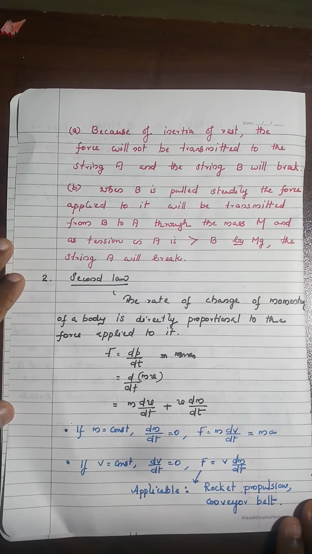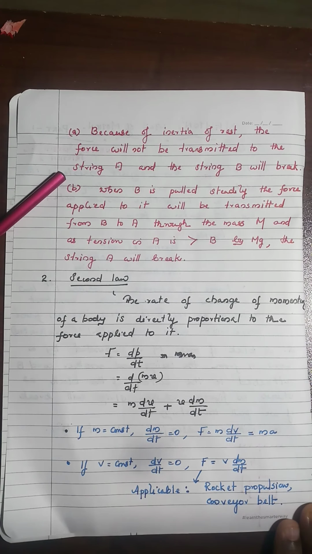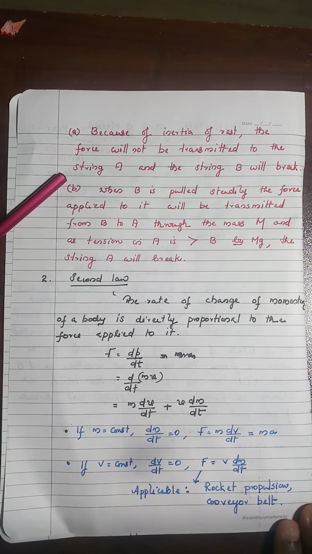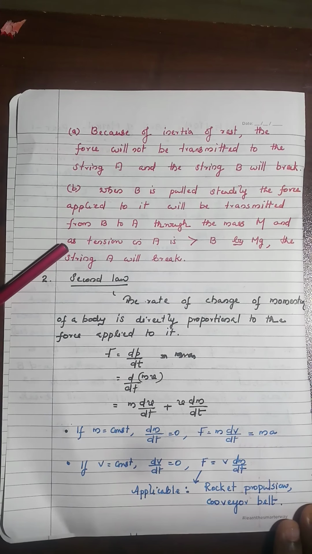Because of inertia of rest, the force will not be transmitted to the string A, and the string B will break if we suddenly pull it. But when we pull steadily, the force applied will be transmitted from B to A through the mass capital M, and hence the tension in A becomes greater compared to B. The string A will break. So you should know the difference between the two situations.